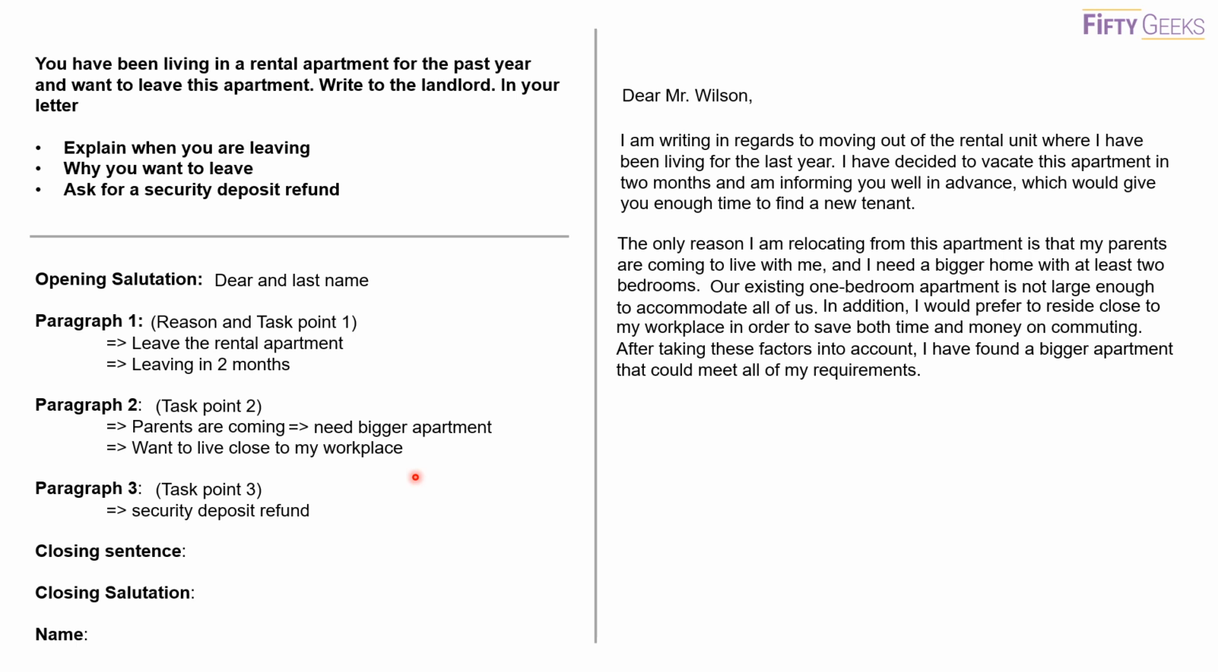Also, you'll notice here I have used a connecting word, in addition. That shows we are switching to the next idea. Such connecting words are required to show coherence and cohesion in the task.